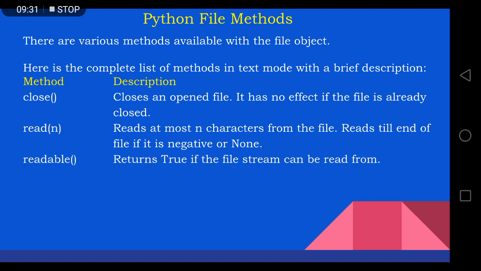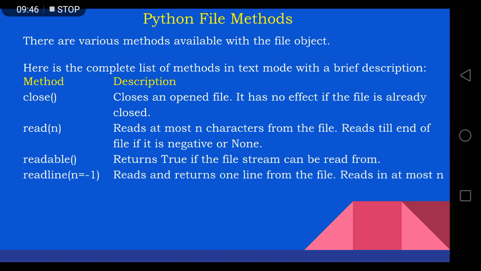And then we have readable, which is a Boolean function that returns true or false. It returns true if the file stream can be read from. Suppose the file is readable, that means we can read something from the file. At that time the answer will be true.